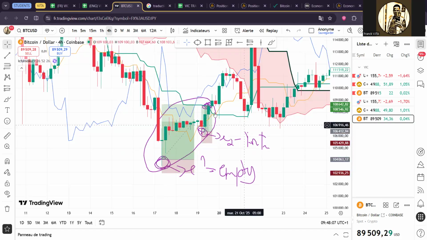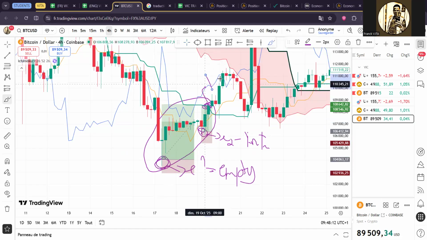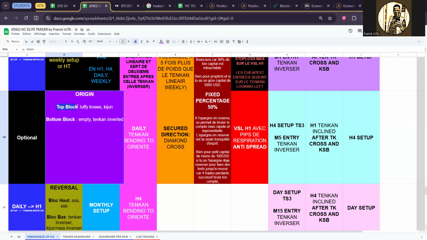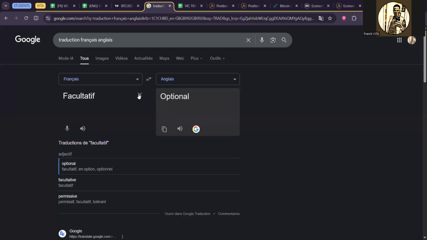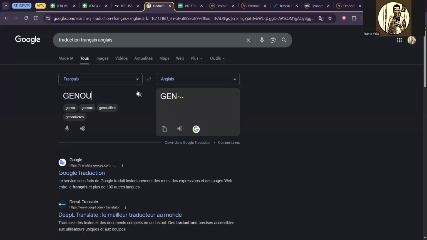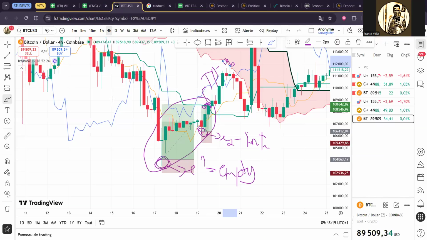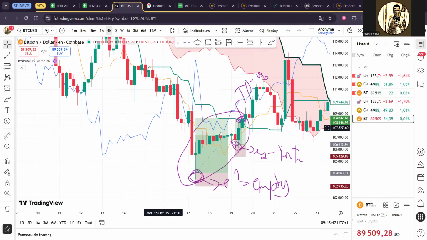Okay. So that's how you have the top for the TP, right? At Kijun. So that's what I'm talking about. The top block, the top point, the top block is the Kijun. The Kijun is the top, and then you also have the Luffy knees. When I talk about genou in French, knee. The Luffy knees. Okay, now I want to talk to you about another point.